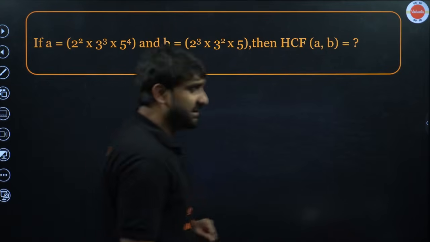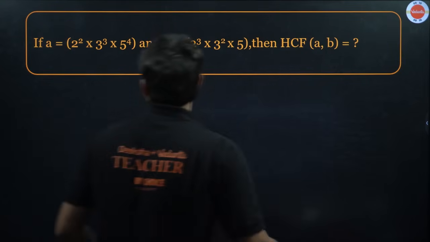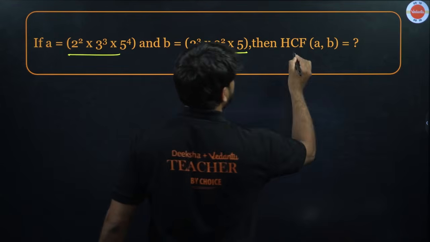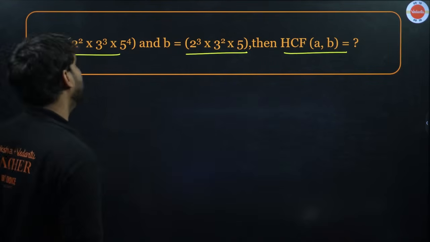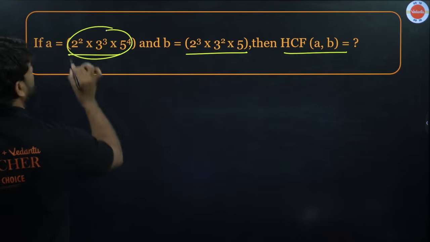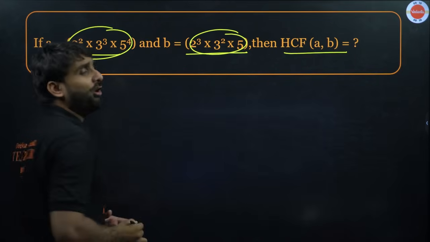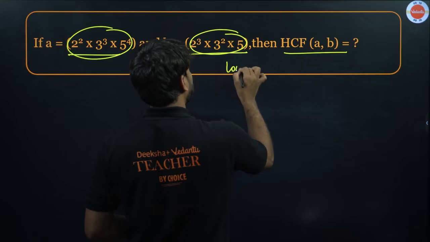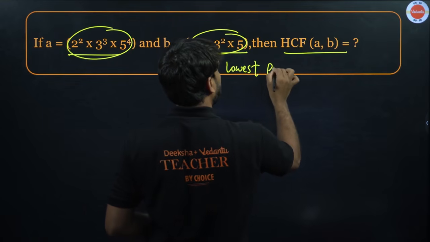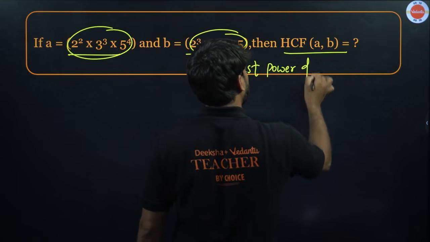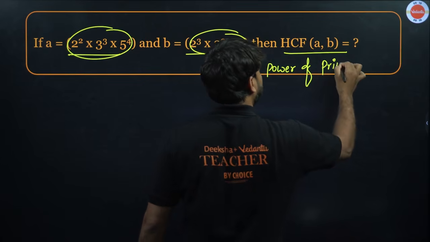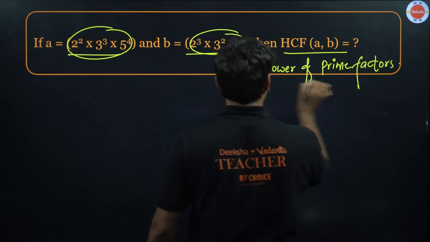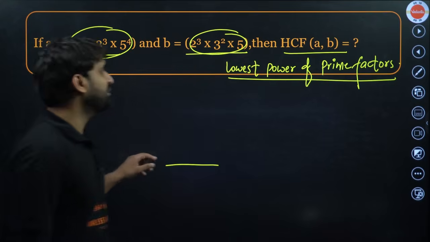Moving to the next question. Look at the question, my dear champion. If A is equal to this number and B is equal to this number, we have to find the HCF. This is the first number and this is the second number. And you all know, to find the HCF we always take the lowest power of prime factors. So look at the solution here.